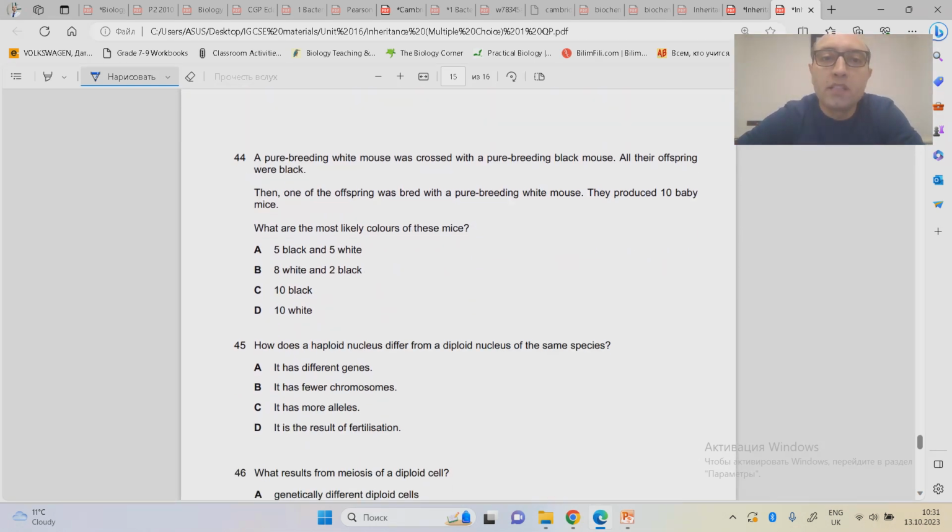A pure breeding white mouse was crossed with a pure breeding black mouse. Again, pure breeding means that it is homozygous. All of them are black. So if they are black, it means that black is dominant, guys. So I will use capital B for black, small b for white. The first sentence is this one: a pure breeding white mouse, small b, crossed with a pure breeding black mouse, capital B, capital B. You know that all of them are capital B, small b. They are heterozygous. All their offspring were black.